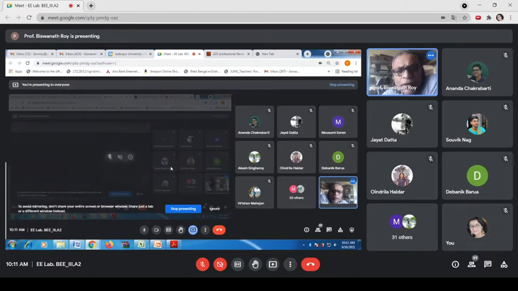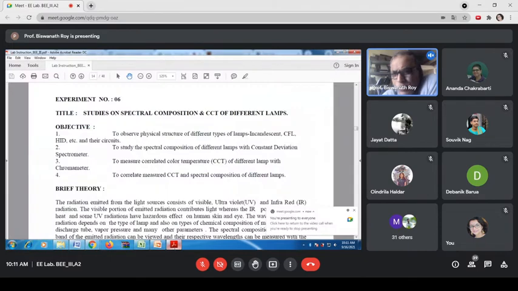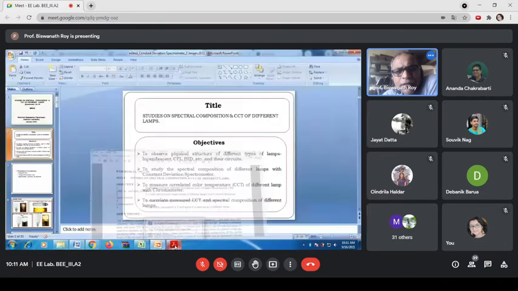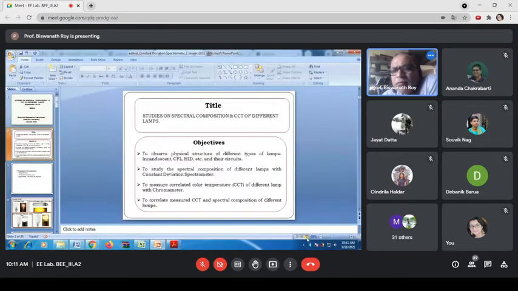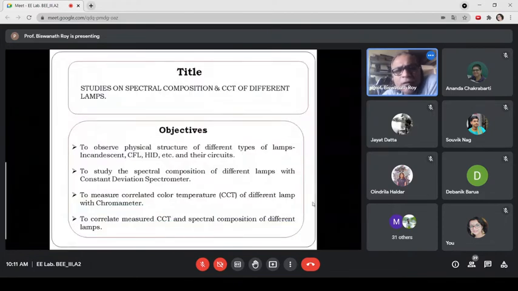Now, the spectral composition. What is meant by spectral composition? The spectral composition is what wavelengths are present in the visible radiation emitted by the lamp.